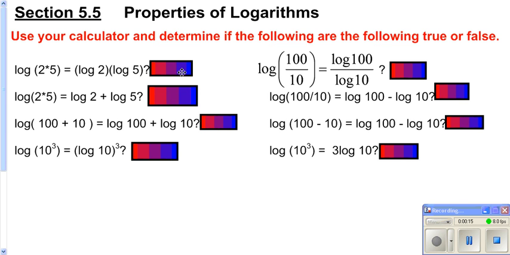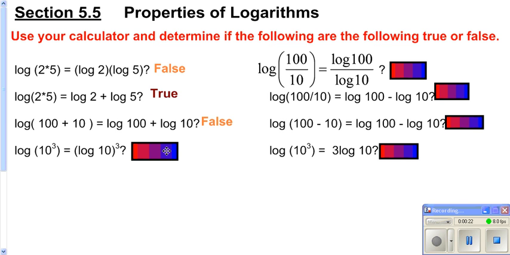Well, you'll realize that the first one here is false. The second one on the left is true. Third one on the left is false. And the bottom one is false. When you do the ones on the right, typing them in, you get these answers.